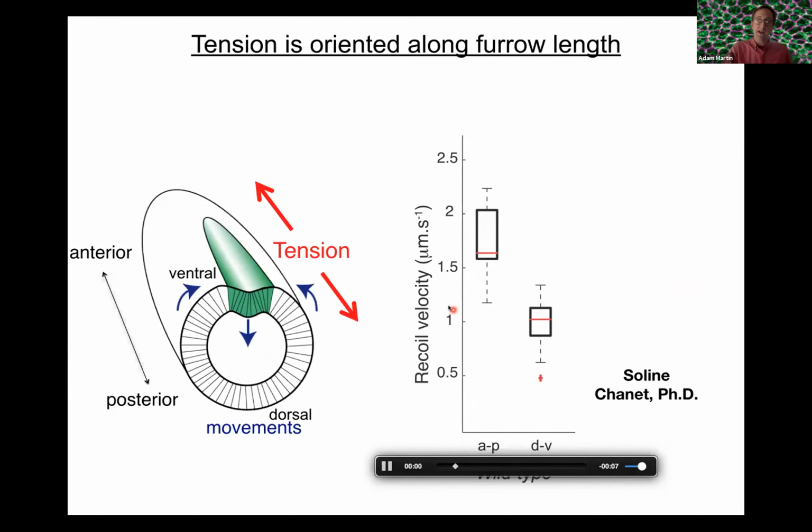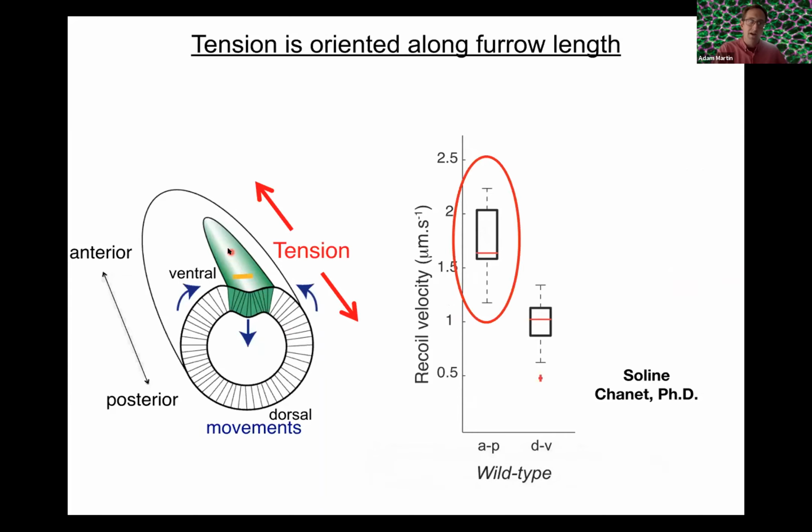And what Céline Chanet did was to do this experiment in a couple different ways. She made incisions in this direction and measured recoil along the long axis of the embryo, which is the anterior-posterior axis. And she got recoil velocities of this magnitude. And then she did the orthogonal experiment where she made cuts that were aligned with this axis and measured recoil along the ventral lateral direction and saw that there was a twofold lower recoil velocity, okay?